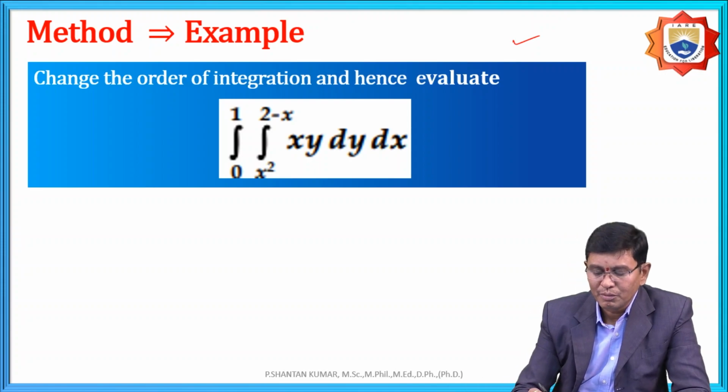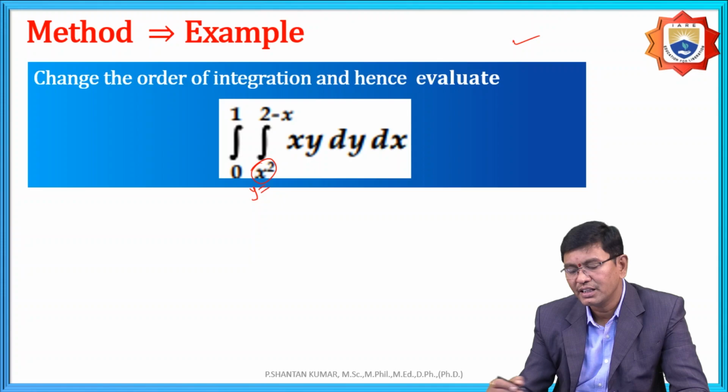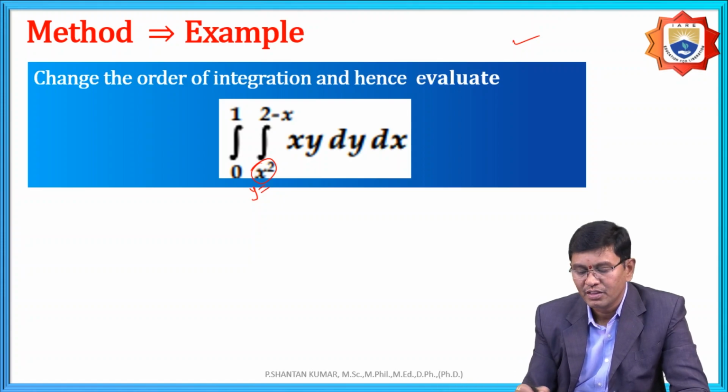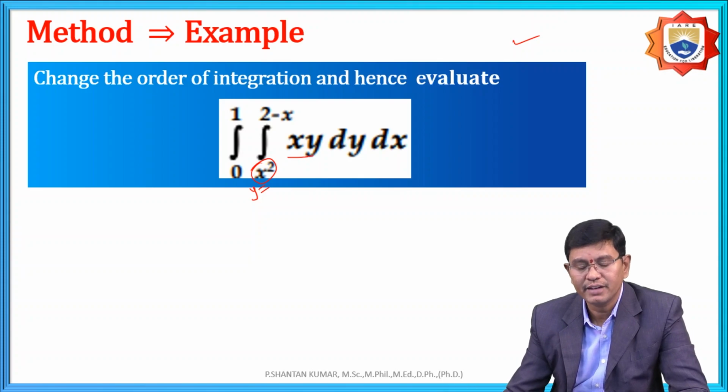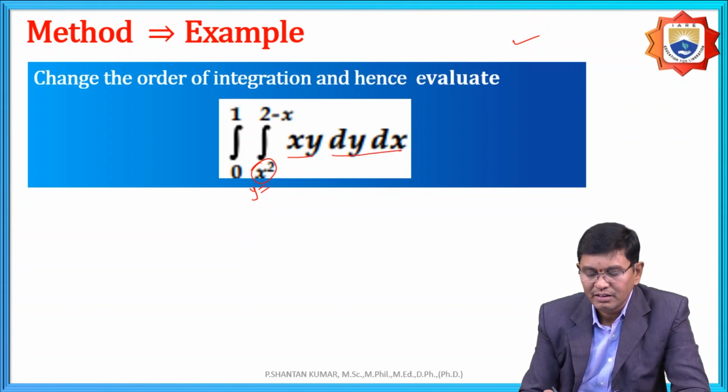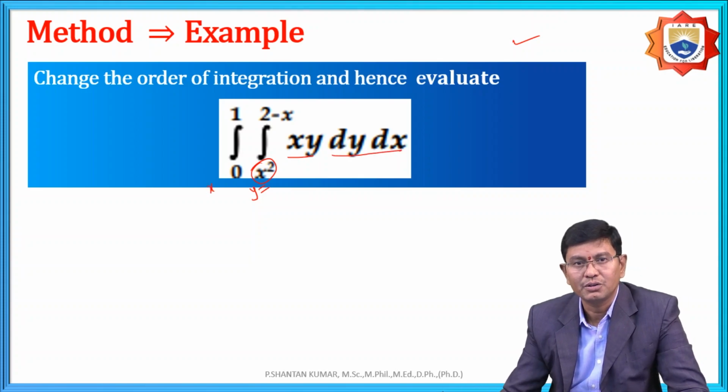Here also, while observing, the limits are in terms of x. That means we need to assume that y is equal to x square and the upper limit is y is equal to 2 minus x. The function is xy with respect to dx and dy. The rest of the limits are x is equal to 0 to 1.